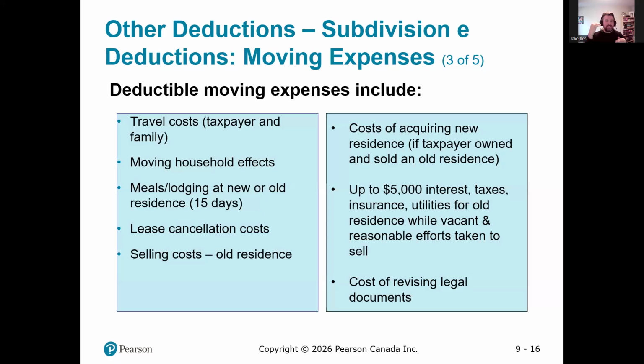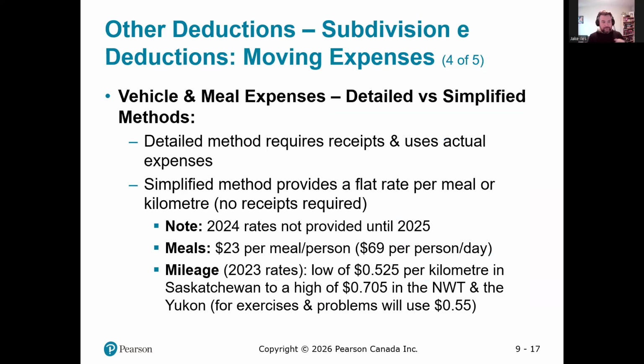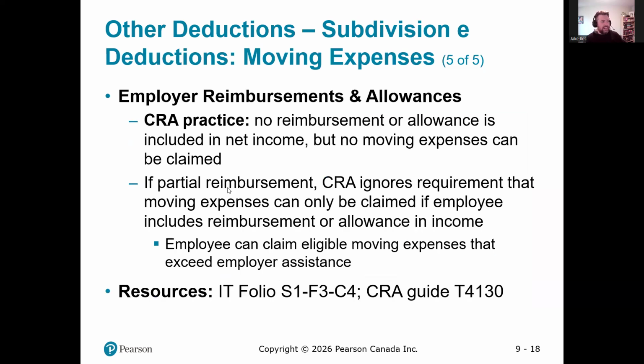So the CRA practice is, if you have an allowance or no allowance, then you will deduct the full moving expenses against the income. If you're getting a partial reimbursement, that money received, because remember, our moving expense claim is limited to our employment income at that job.